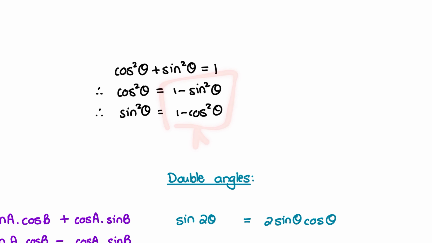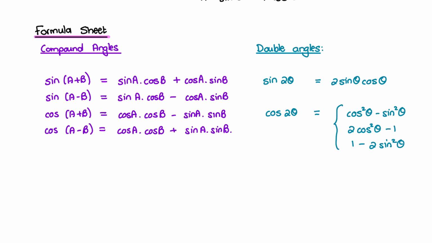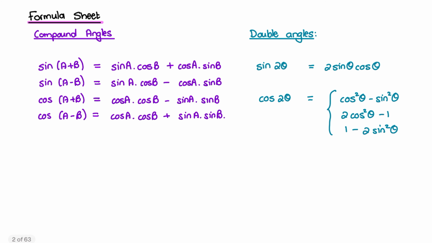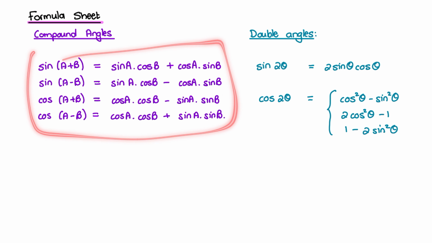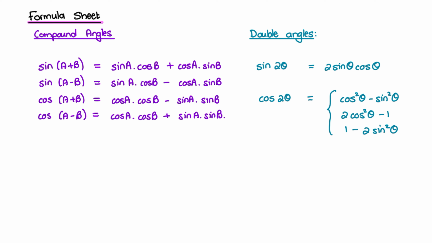Now, the information that you have on your formula sheet is that for compound angles and double angles. If you would like, you can try to memorize this, but it is useful to always consult your formula sheet. But let's quickly look at the double angles. Sine's double angle of 2 theta will become 2 sine theta cos theta.